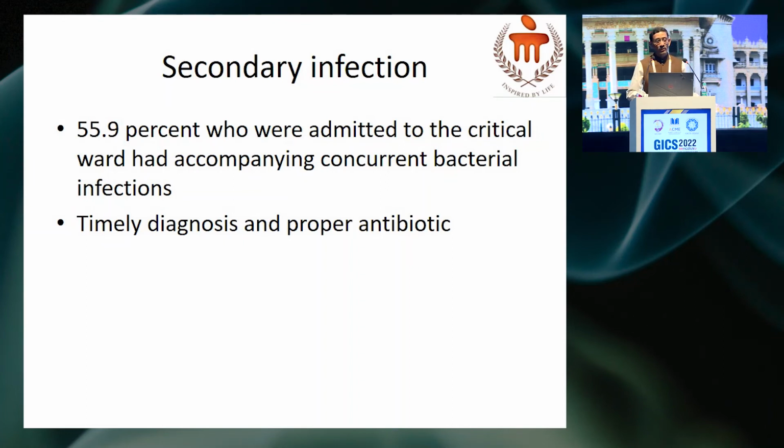Secondary infections were seen in good number of patients with severe dengue. Almost 60% of the patients with the severe dengue had secondary infection. So timely recognition and appropriate antibiotics are required.